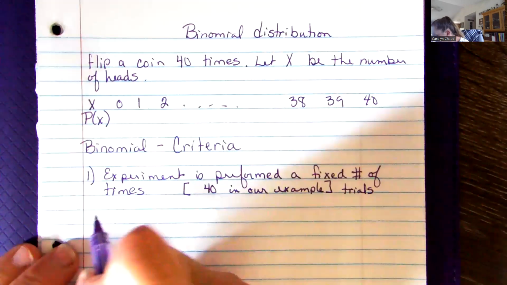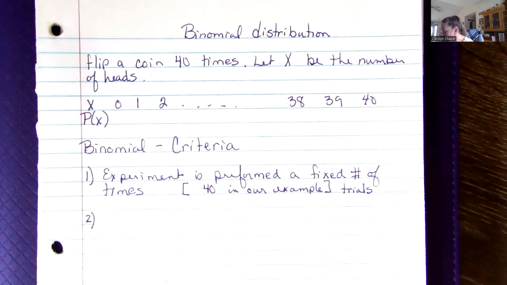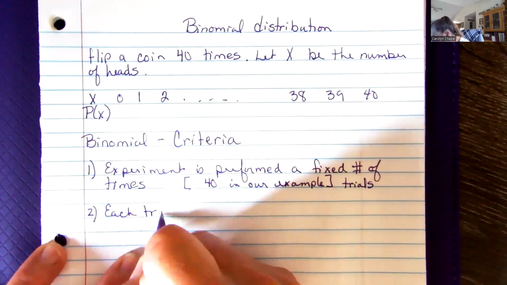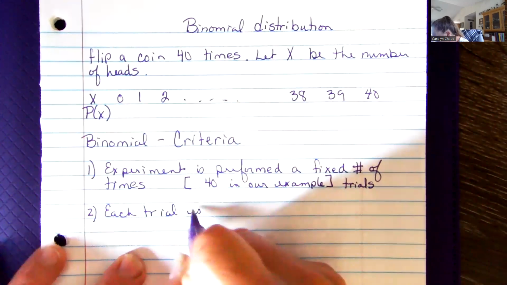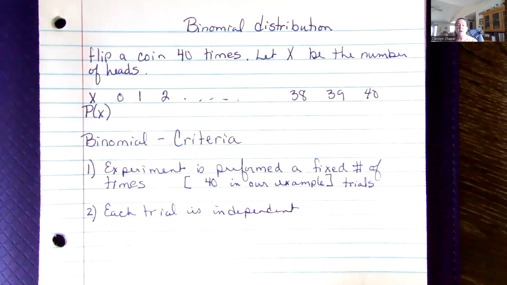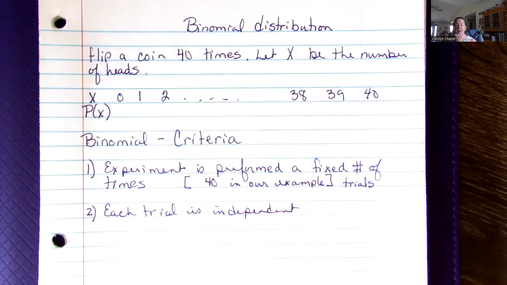The second thing that has to happen is each trial, or each time we do this thing, is independent. And to remember what we mean by independent is what happens on one attempt is not going to affect what happens the second time. So if I get a head on the first flip, that's not going to affect if I get a head or a tail on the second flip. So that means they are independent.